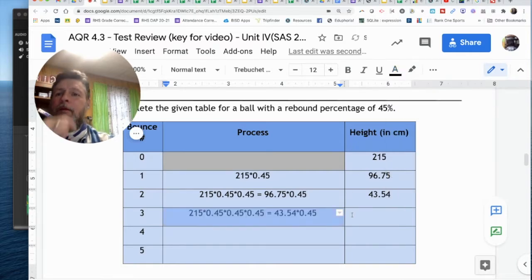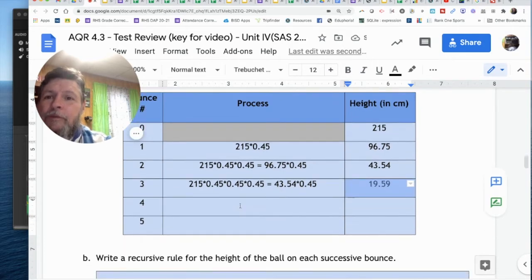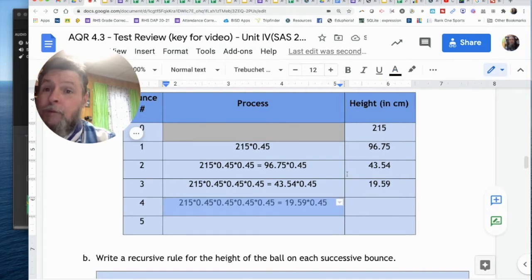There we go. 215 times 0.45 times 0.45 times 0.45. We do it 3 times, which is the answer in the last column times 0.45. And that gives us an answer of 19.59. Fourth bounce, we just multiply it by 0.45 4 times, or raise it to the 4th power.